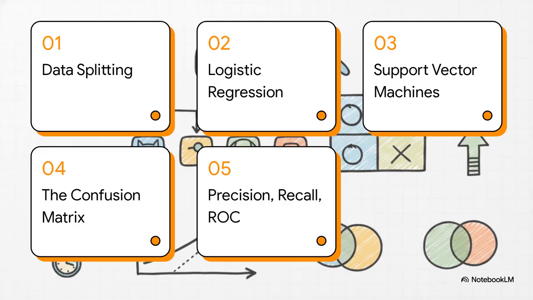Here's the pipeline we're following today. Data splitting and stratification, logistic regression and the S-curve, support vector machines, the confusion matrix, and finally, precision, recall, and ROC. Let's get right to it.